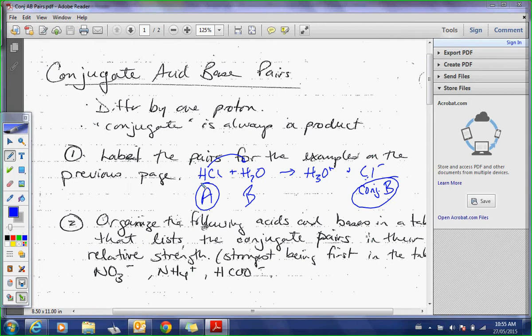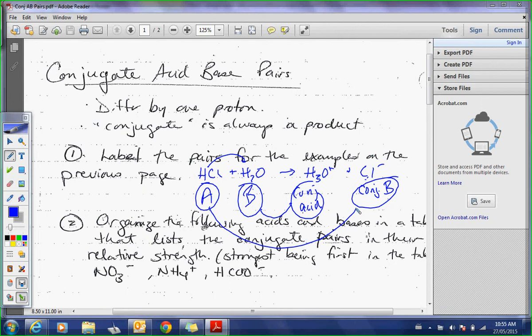They differ by one proton. Do you see how they differ by one proton? You see the H? No, you don't. They differ by one proton. This is the base. You knew that because it accepted the proton from yesterday. So this is called the conjugate acid because these guys differ by one proton. So these guys are a conjugate acid-base pair, and these guys are a conjugate acid-base pair. Okay? It's really that simple.